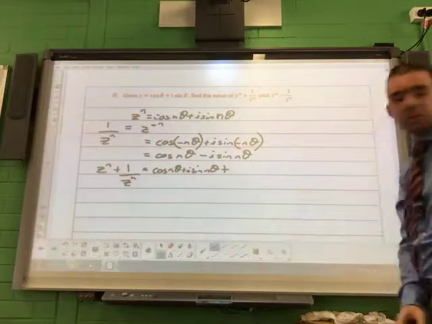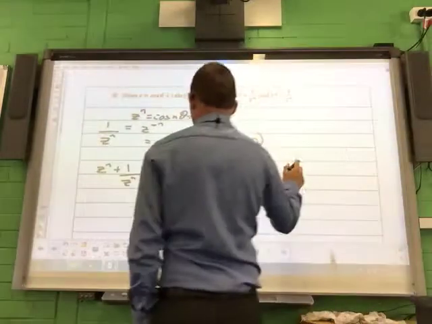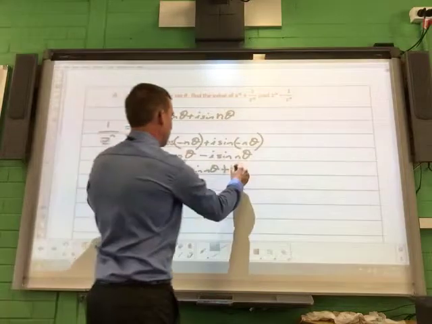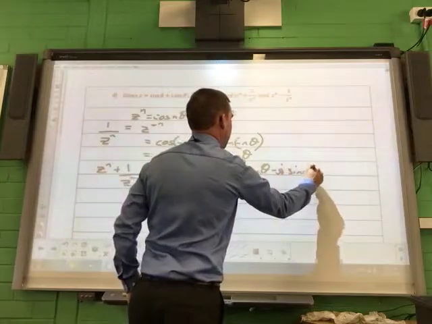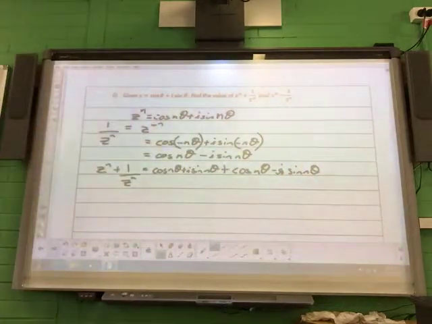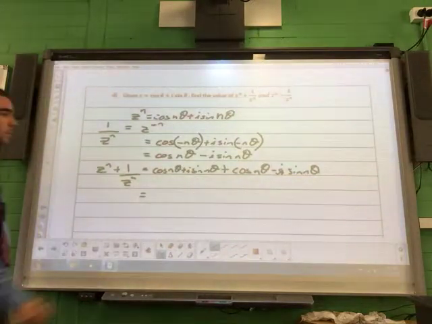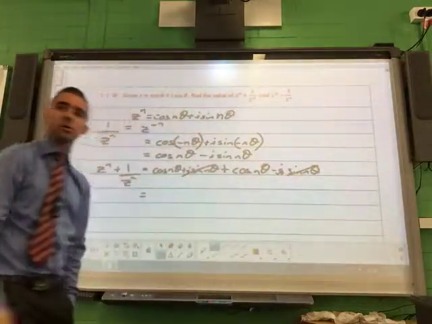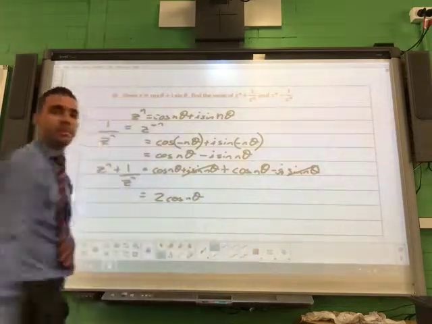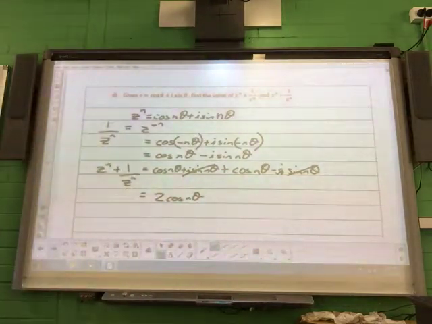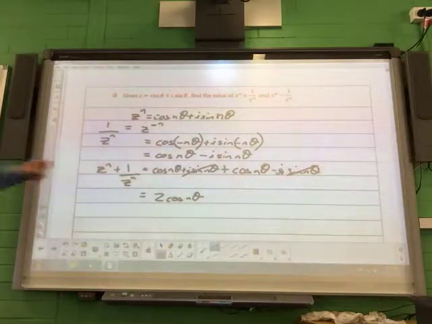Okay, so even and odd functions help you a lot with this sort of work. Plus your cos n theta take away i sine of n theta. What does that tidy up to? 2 cos n theta. Yep, because the i sine n theta cancels because you've got plus and minus. So you've got 2 cos of n theta. So a complex number to the power of n, add the reciprocal of that same complex number, that's your result.